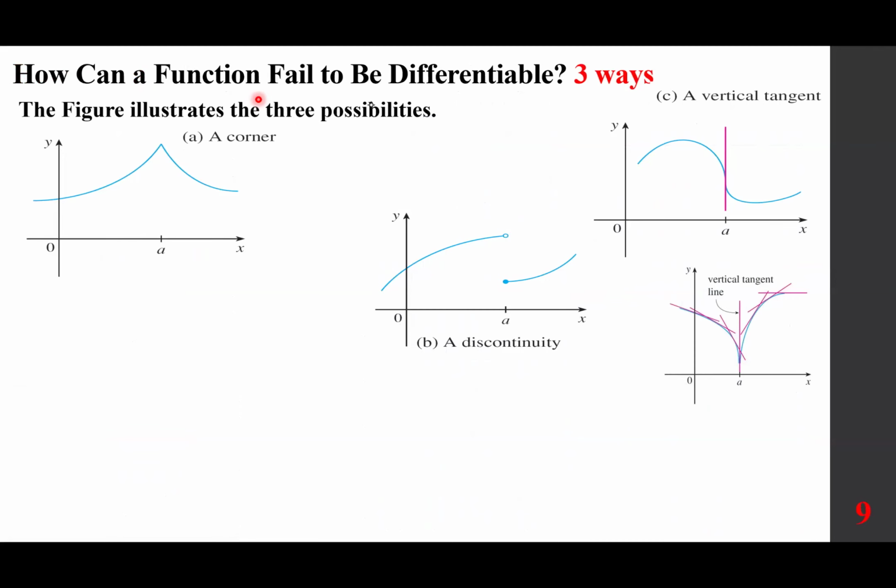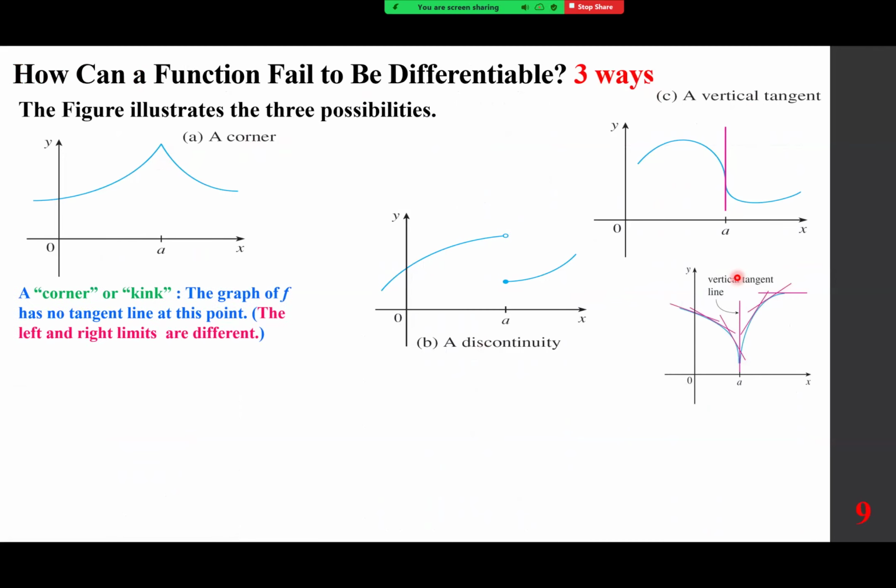How can a function fail to be differentiable? Three ways. The figure illustrates the three possibilities: a corner or sharp corner, a discontinuity, a vertical tangent line. A corner or kink: the graph of f has no tangent line at this point. The left and right limits are different. So the limits are different on each side of A.